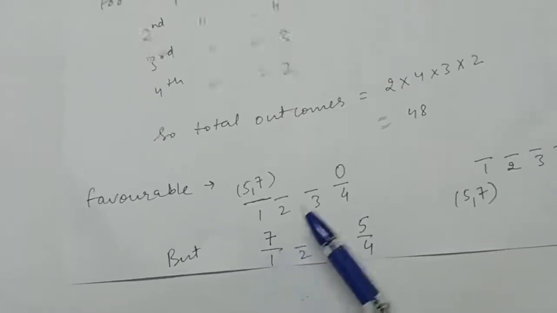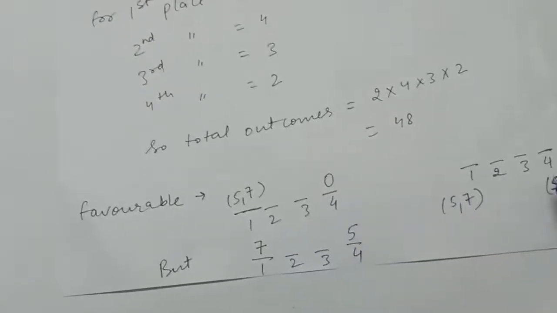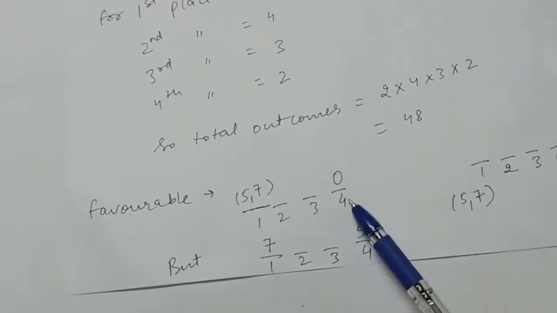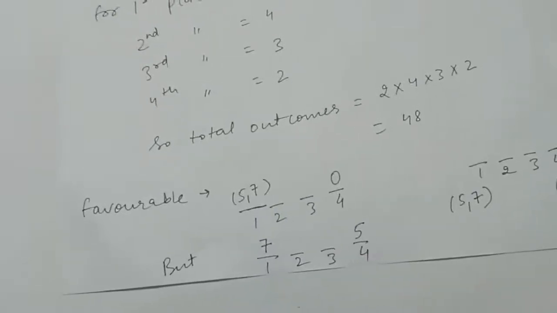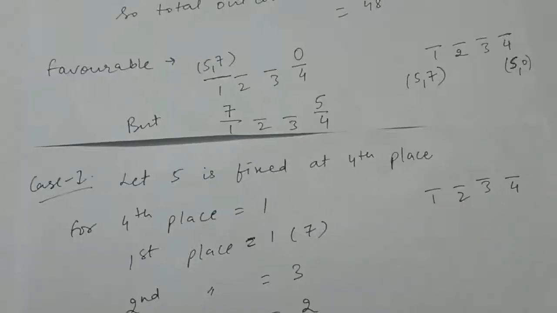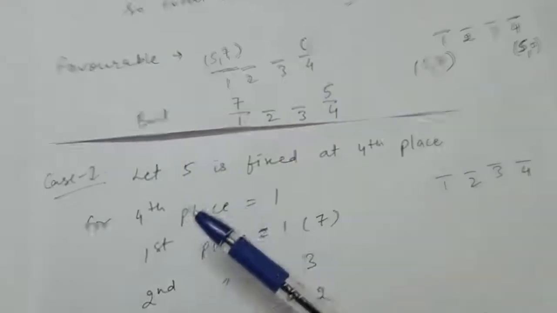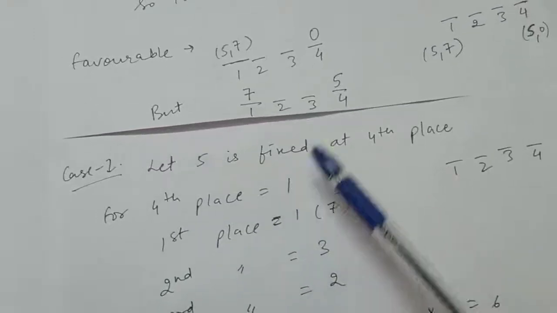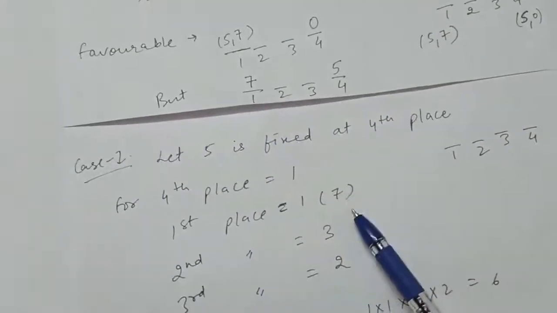Then when I select 5 at the fourth place, there is only one option for the first place, that is 7, right? But if I select 0 at the fourth place, because either 5 or 0 will come at the fourth place, then for the first place we have both the options 5 and 7, right? So we will take these two cases. Case first is, let 5 be fixed at the fourth place. Now because we have fixed 5 at the fourth place, the fourth place has one option, that is 5. Now the first place also has only one option, 7, right?